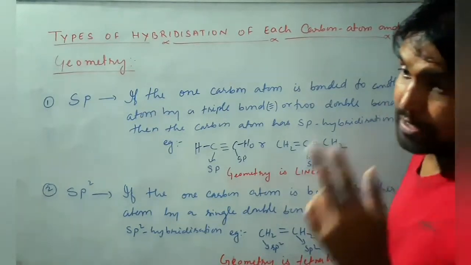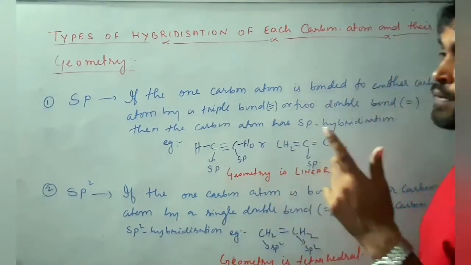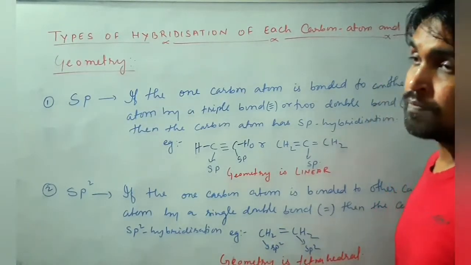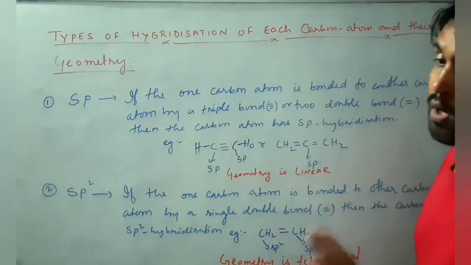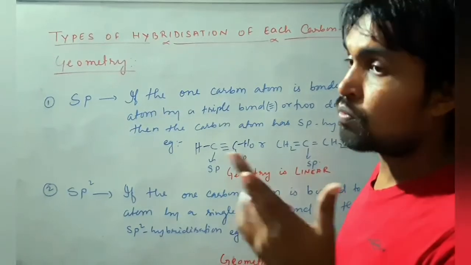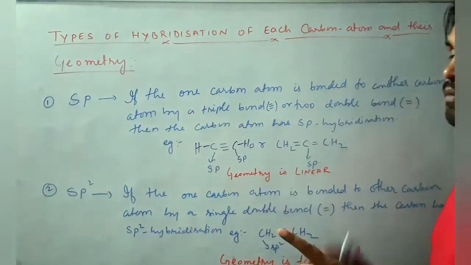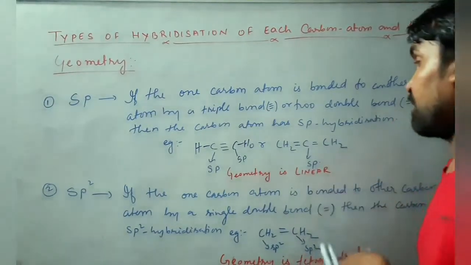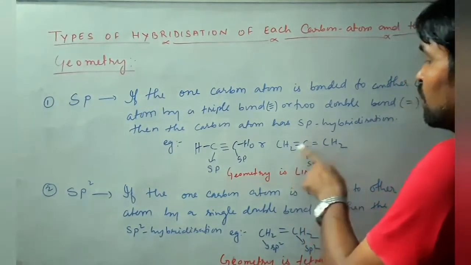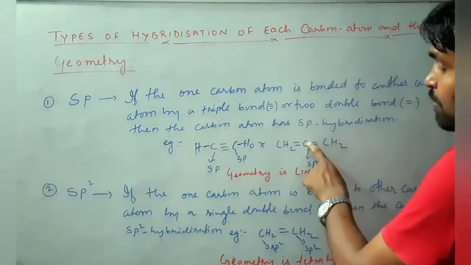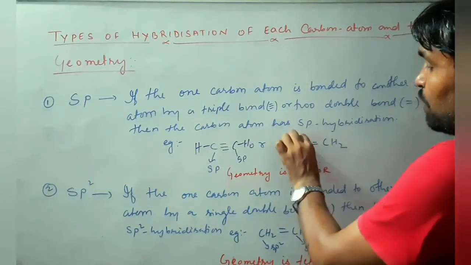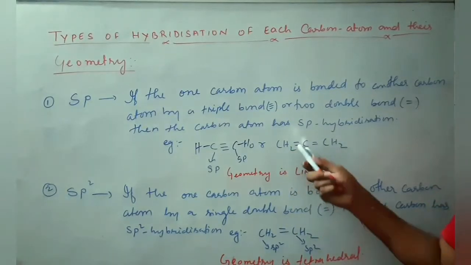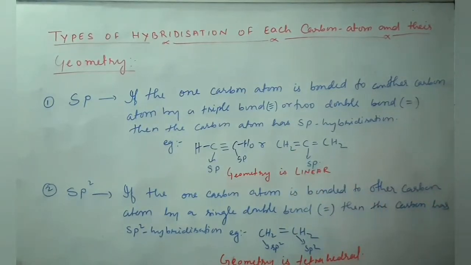Another condition is two double bonds: then the carbon atom has sp hybridization. So there are two conditions for sp hybridization. If the carbon atom is attached to at least one triple bond, then it is sp hybridized, or if the same carbon atom is attached to two double bonds, then it will have sp hybridization. Example is here, see CH2. This carbon atom is attached to two double bonds, one double bond here, one double bond here. So what hybridization will it have? It will have sp hybridization.